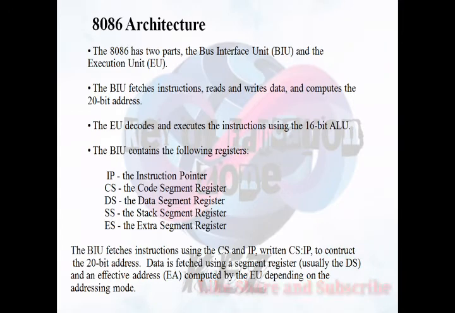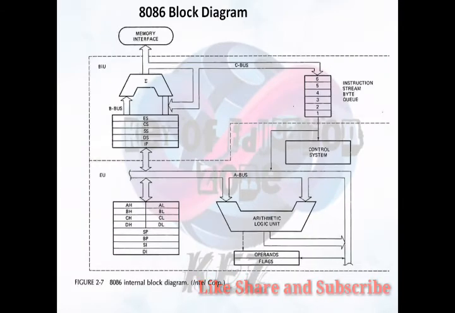In case of BIU, we have several registers, they are IP, CS, DS, SS, ES. Full form of that: IP means instruction pointer, CS, code segment register, DS, data segment register, SS, stack segment register, ES, extra segment register. BIU fetches instruction using CS and IP.